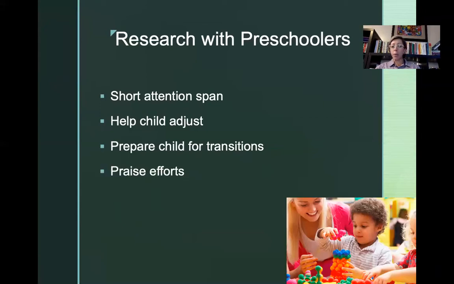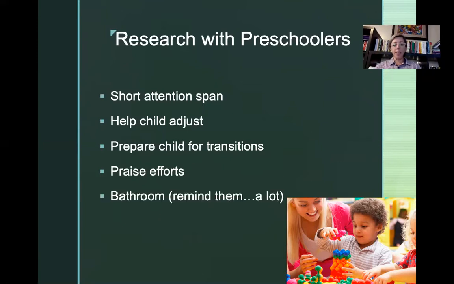Kids in preschool are used to and accustomed to praise. So you want to give them a lot of praise for what they're doing. The other thing is that they may not be very well potty trained, so you need to work with them about using the restroom, remind them to go to the bathroom. They've got to have frequent reminders that they need to make sure they go.